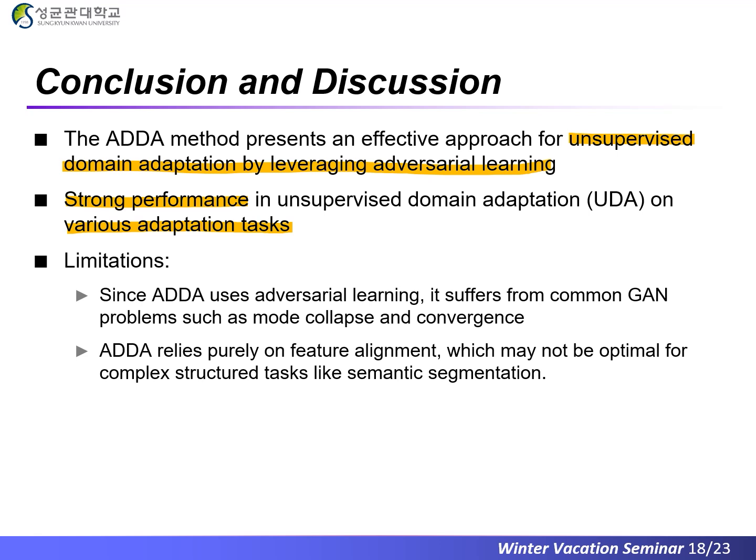Despite its effectiveness, ADDA has some limitations that future work could address. Since ADDA relies on adversarial learning, it inherits common GAN problems. Mode collapse: the target encoder might fail to generalize well. Convergence issues: training stability depends on careful tuning of the discriminator and encoder. ADDA focuses purely on aligning feature distributions, which works well for classification tasks. However, it may not be optimal for structured tasks like semantic segmentation, where spatial relationships are important.